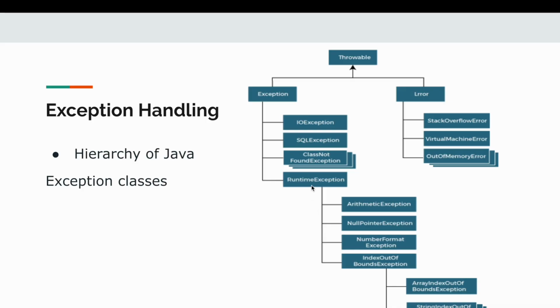You might have heard about these exceptions you are seeing on my screen: SQL exception, IO exception, arithmetic exception, null pointer exception. These are the different types of exception under Exception. Then under Error we have stack overflow error, virtual machine error, out of memory error. So these two categories we have under Throwable. One comes under Error, one comes under Exception.